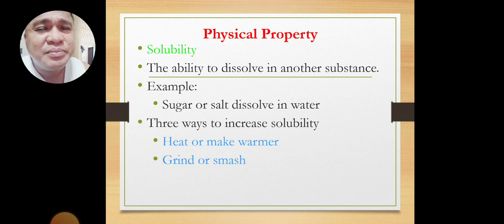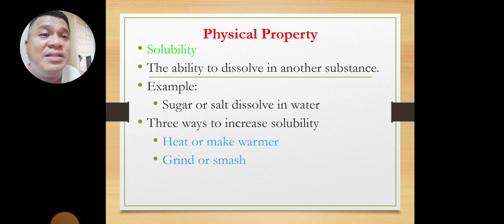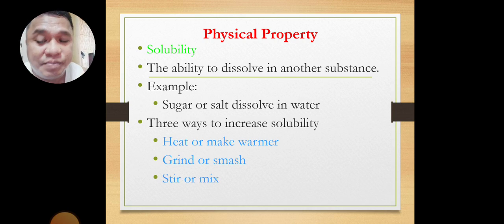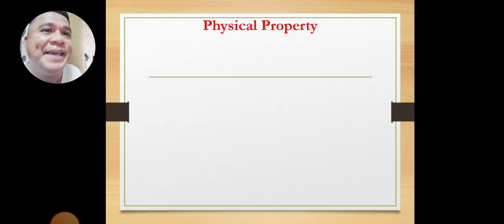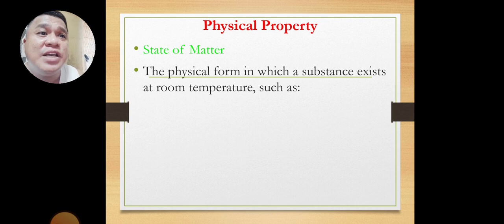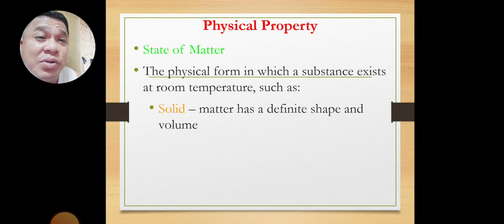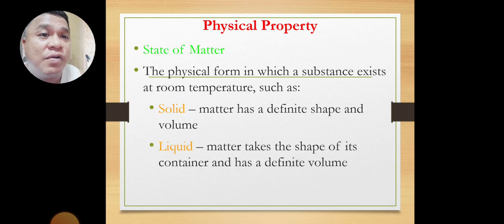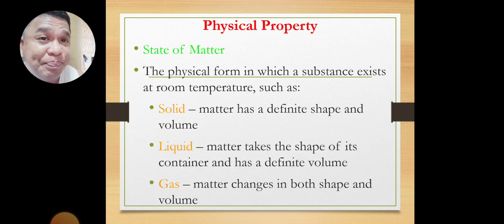Fine or small granules are more soluble compared to larger surface area, like large crystals. And stirring or mixing is another way of increasing the solubility of a certain sample or mixture substance. Okay? And of course, the state of matter, the physical form in which a substance exists at room temperature, such as in the form of solid, liquid, and of course, gas.